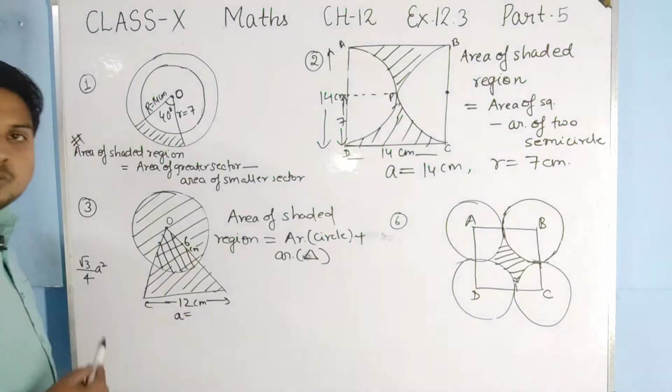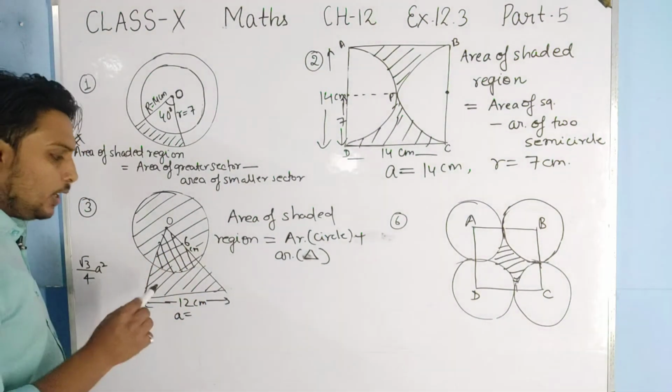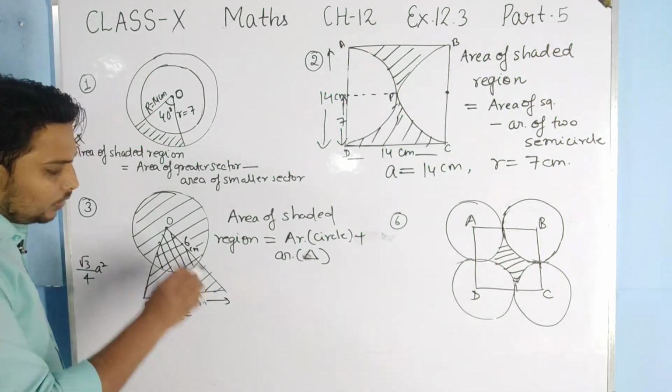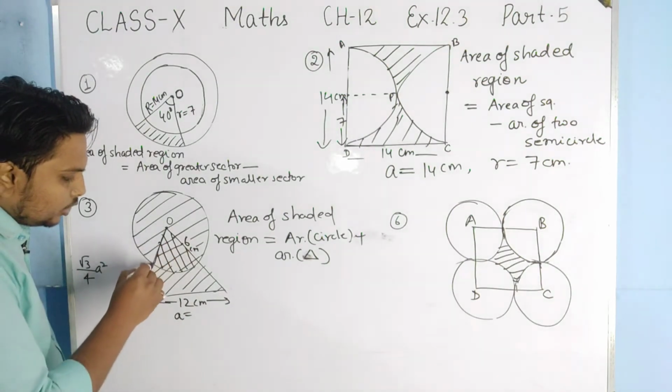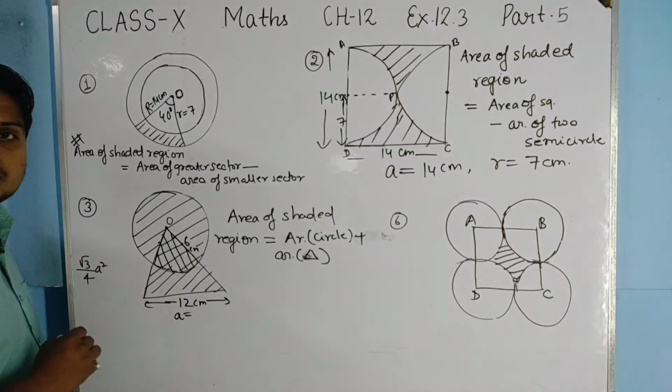is counted how many times? This region is counted 2 times. One time with the area of the circle and second time with the area of the triangle. Okay, this region. And this region is in the shape of what? This region is in the shape of a sector.